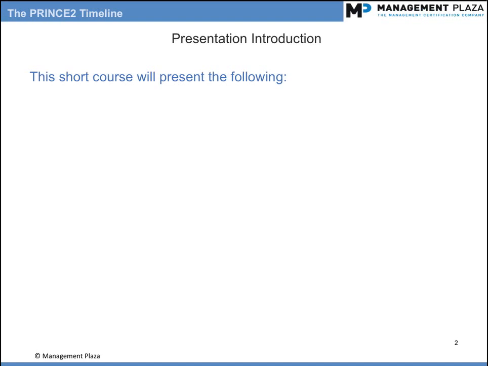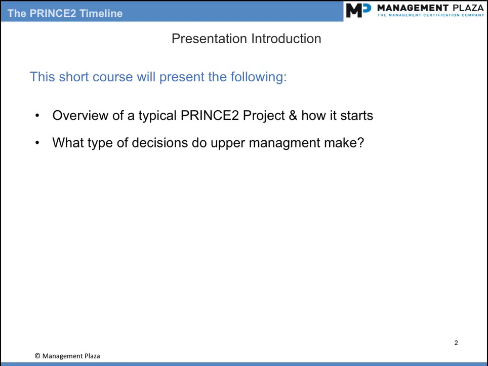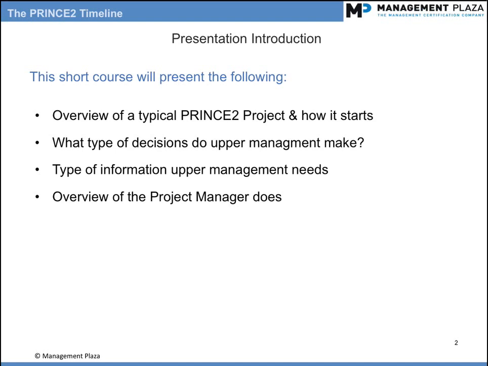Introduction. The objective of this short course is to provide an overview of a typical project and show how a project starts and what happens next. Show the type of decisions that upper management make. Show the type of information that upper management need to make those decisions. Provide an overview of what the project manager does. Show when requirements are gathered in a project. This is not just at the start like so many people believe.